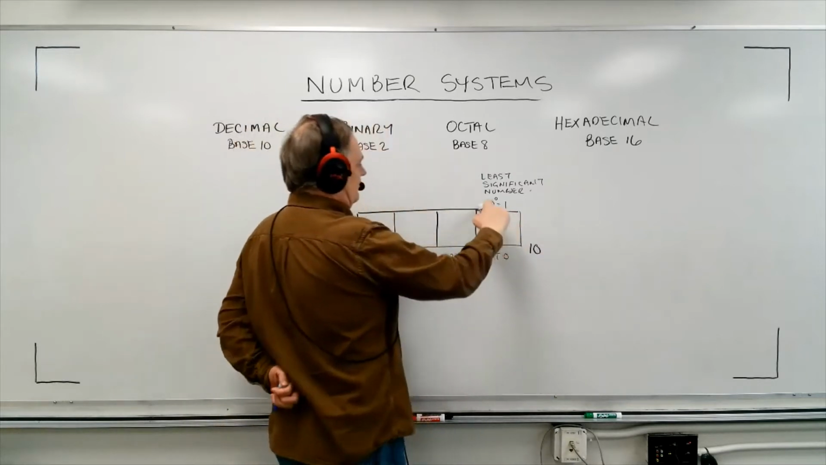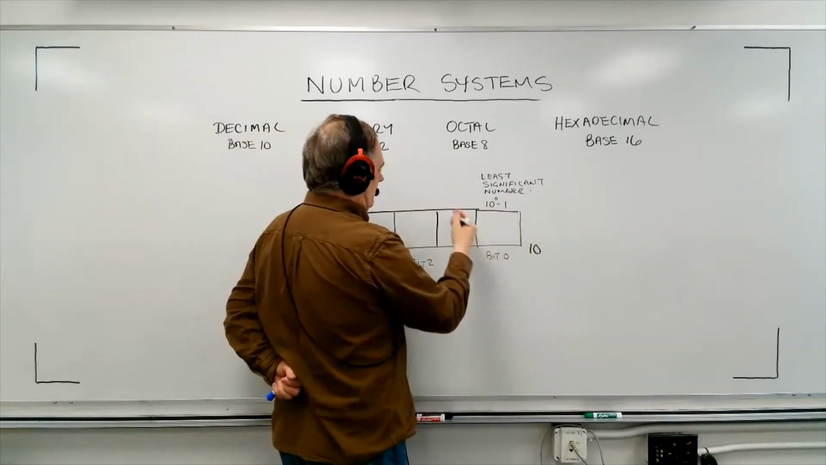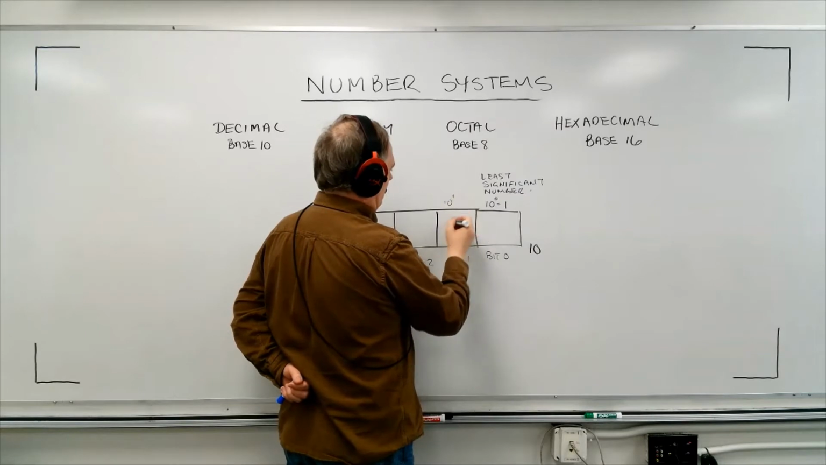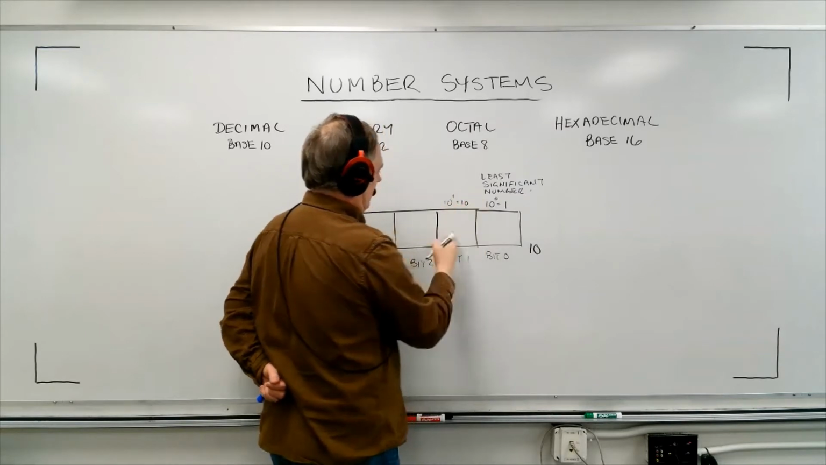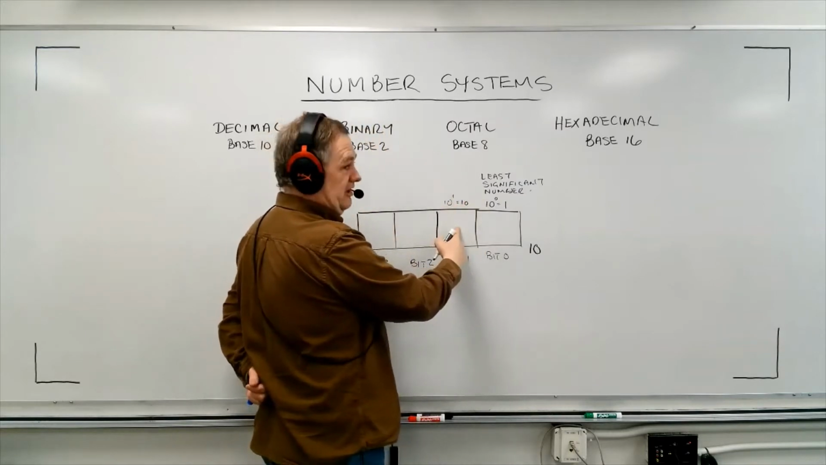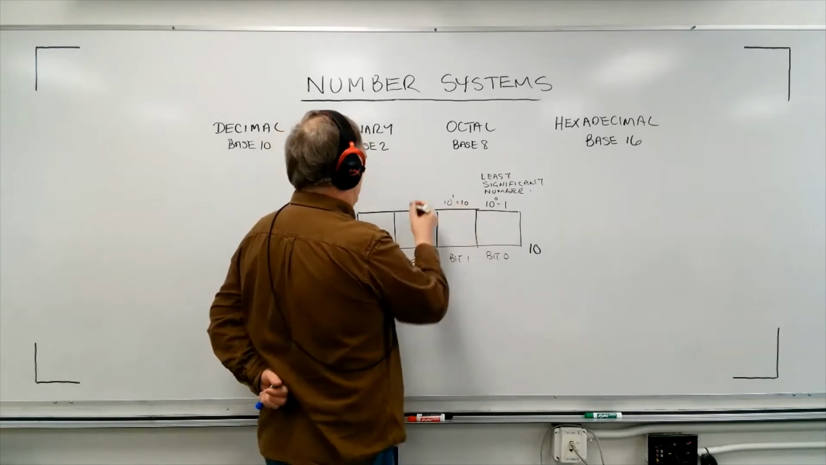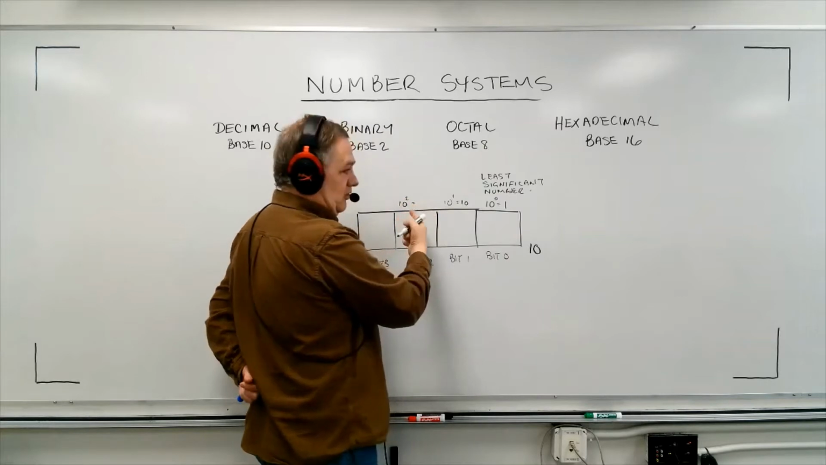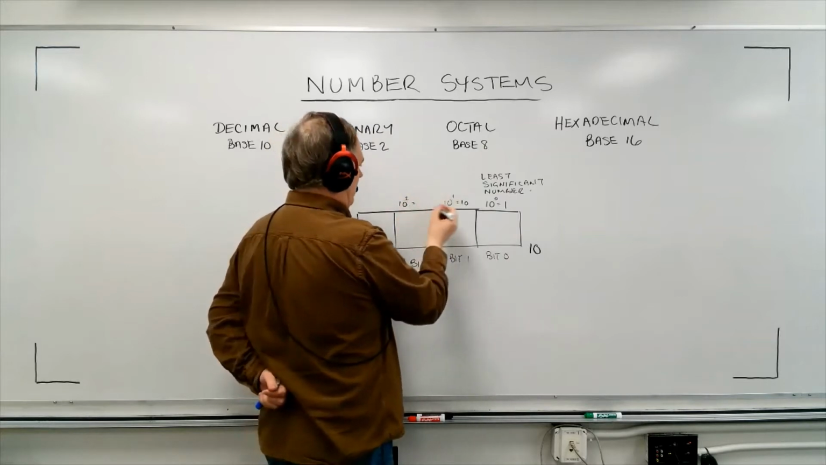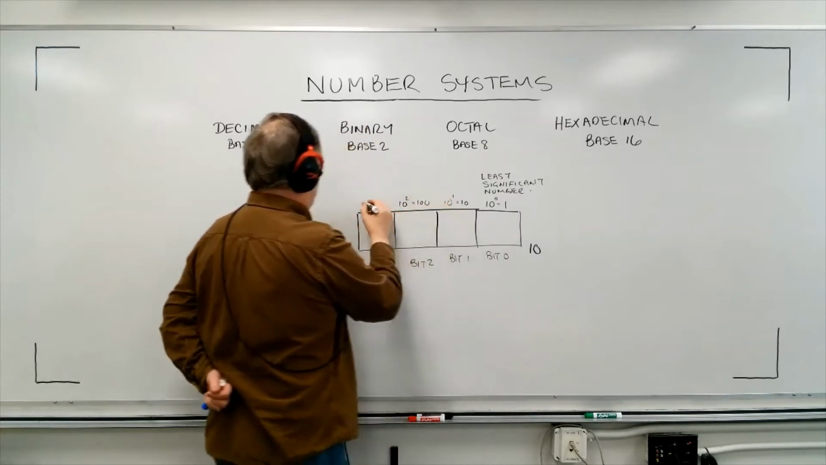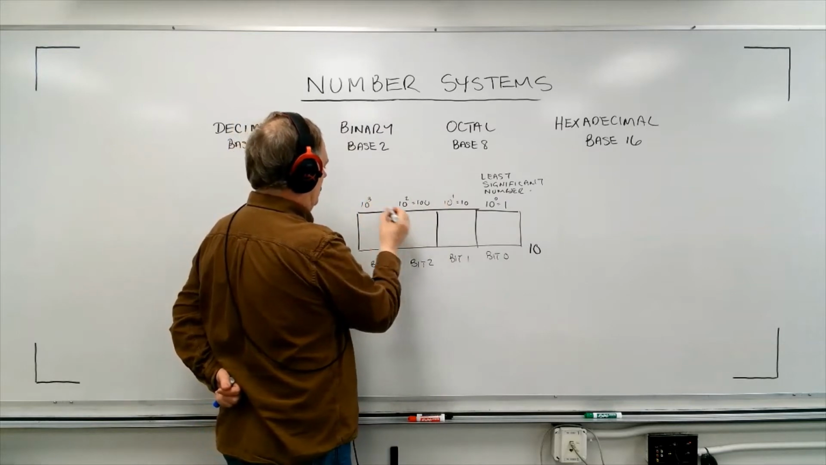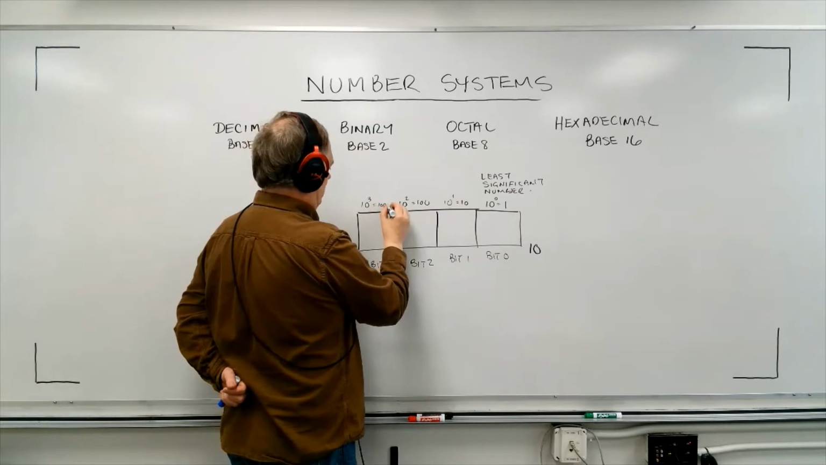So 10 to the 0 equals 1. This one would be 10 to the power of 1, which is 10. So any number you see in here will be multiplied by 10. This is 10 to the power of 2, which of course is 10 times 10, and that is 100. This is 10 to the power of 3, and this equals 1,000.